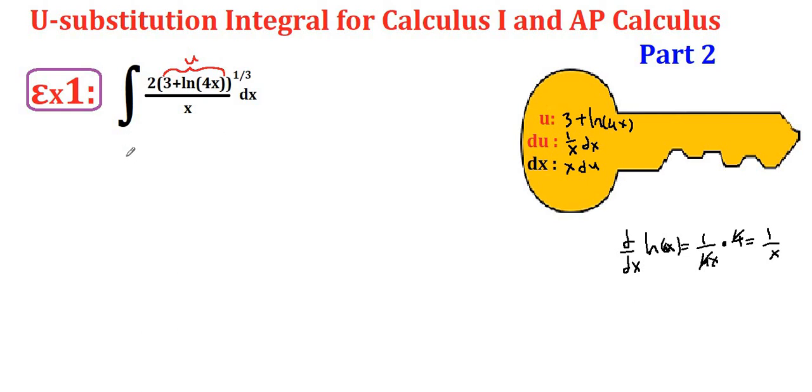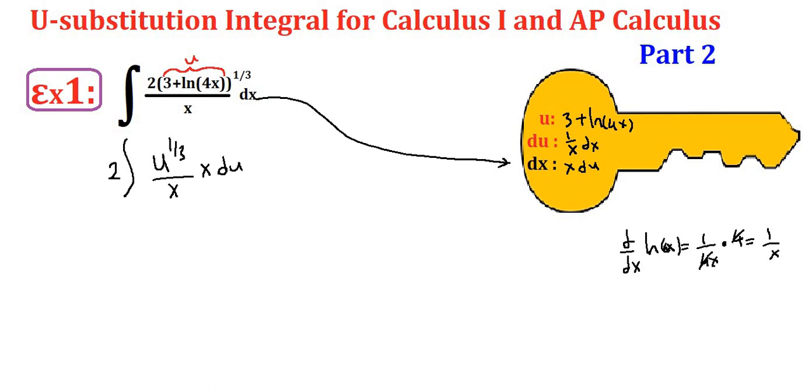Now let's rewrite everything in terms of u. We have 2 here that we can pull in front of the integral sign, and instead of this parenthesis we're going to call it u to the 1/3 power. We have x in the denominator. Instead of the dx we have x du. The x in the denominator and numerator cancel each other, so we're left with 2 times the integral of u to the 1/3 du. Now we have everything in terms of u.